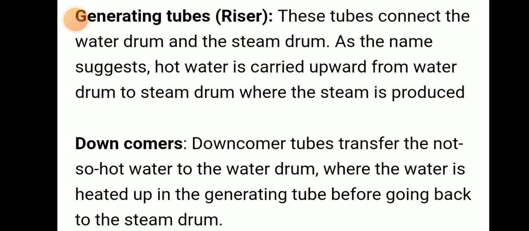Downcomer tubes transfer not so hot, medium hot water to the water drum, where the water is heated up in the generating tubes before going back to the steam drum.